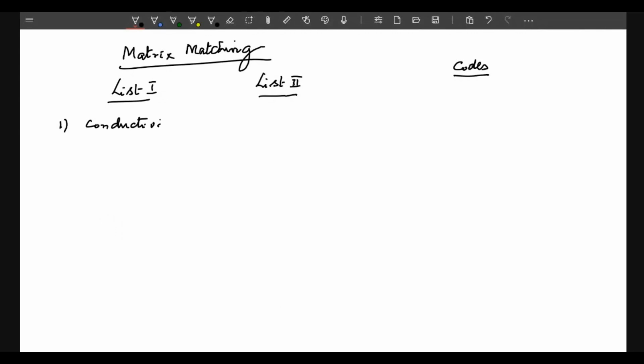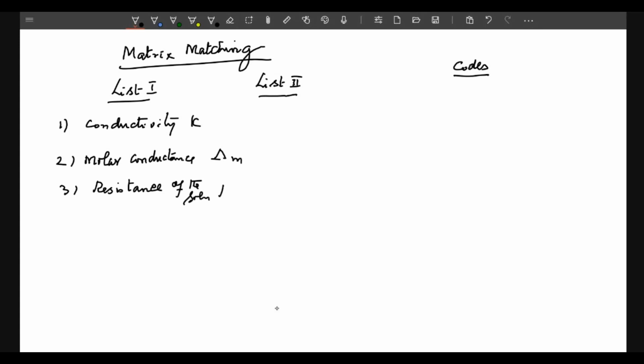First one, conductivity, kappa. 2, molar conductance, delta M. 3, resistance of the solution, R. 4, degree of ionization.